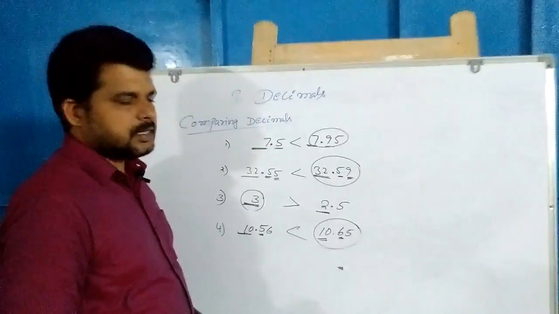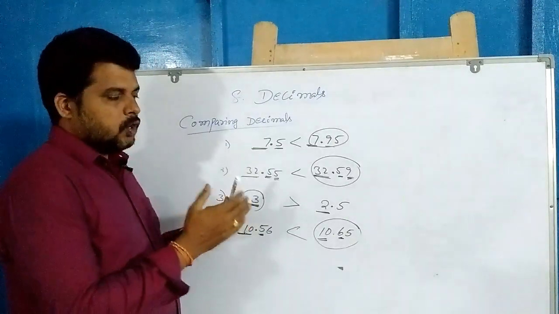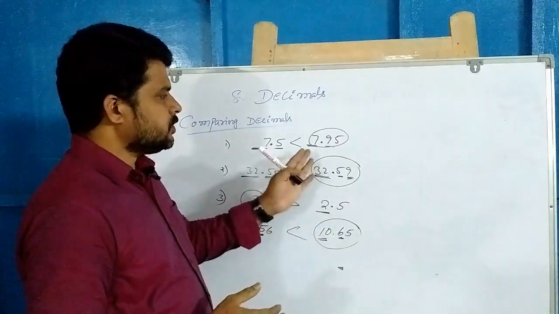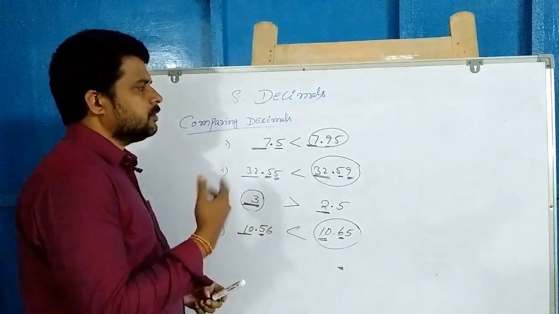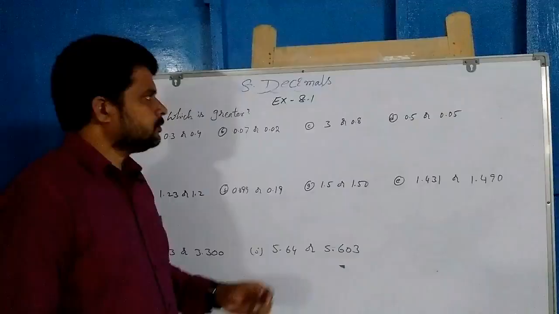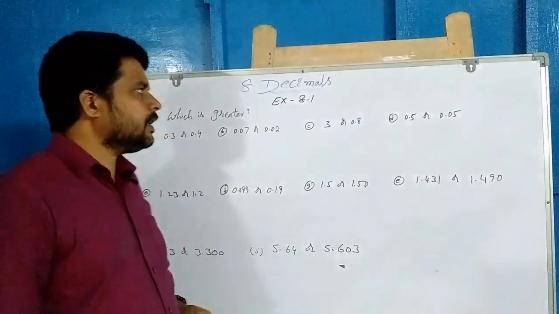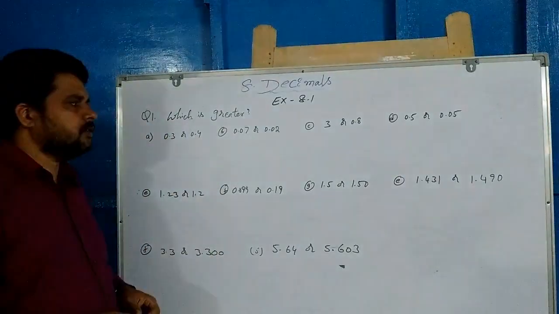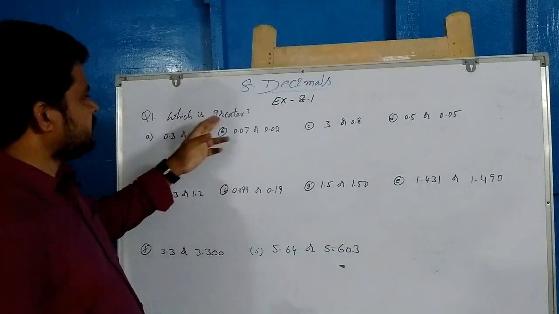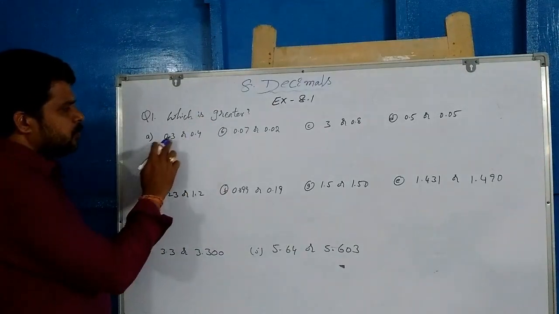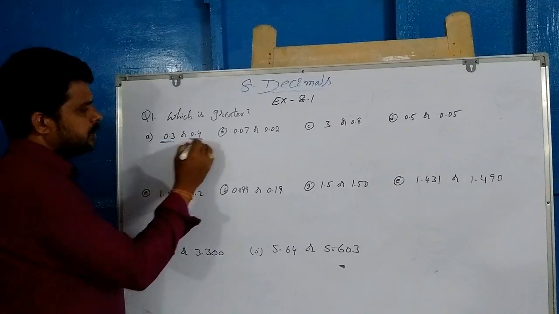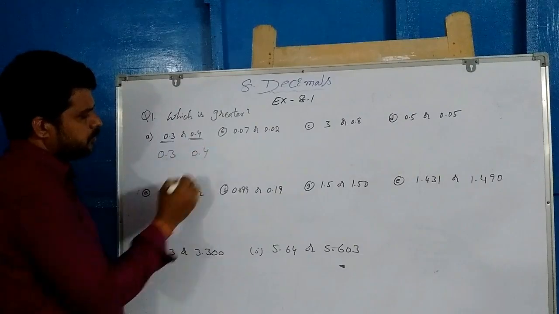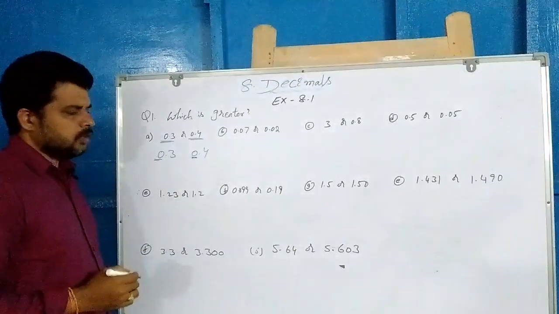So compare decimals like this. First check the whole number part. If the whole number parts are equal, then check the decimal part, first value, second value. Whichever is bigger, that decimal number is the bigger number. So in the decimals chapter, exercise 8.1, first question: which is greater? That means comparing the decimal numbers. What is the first one? 0.3 and 0.4. Check the whole number part, both are equal.